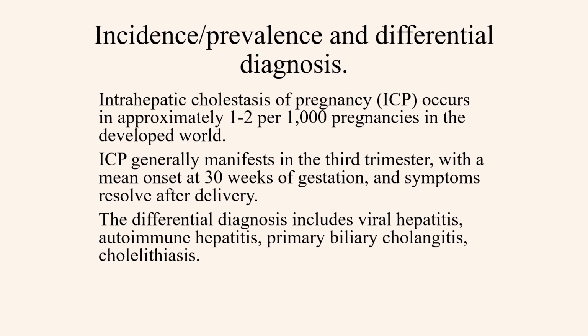Intrahepatic cholestasis of pregnancy occurs in approximately 1 to 2 per 1,000 pregnancies in the developed world. It manifests in the third trimester with a mean onset at 30 weeks of gestation, and symptoms usually resolve after delivery. The differential diagnosis would include viral hepatitis, autoimmune hepatitis, primary biliary cholangitis, and cholelithiasis.